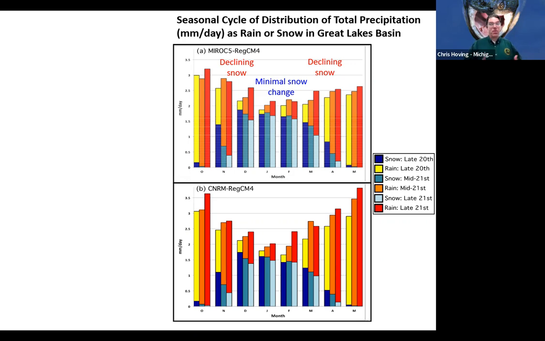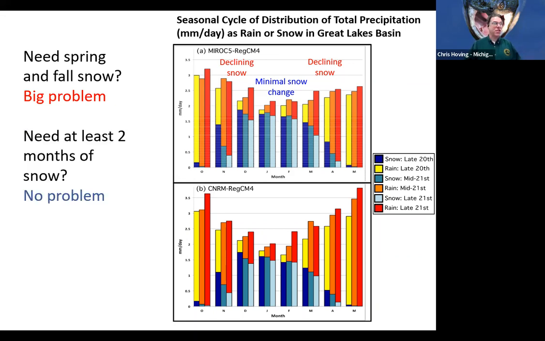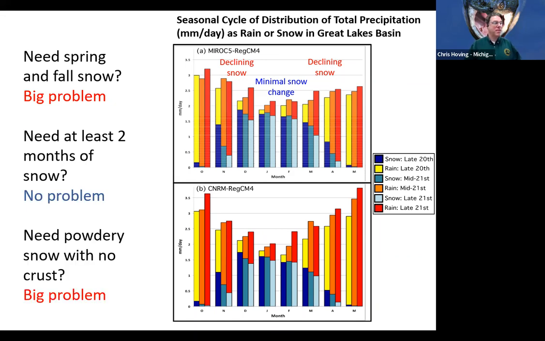So for something like a sugar maple, this is probably not that big a deal. There's still going to be a lot of snow during the coldest months, and there's still going to be a flush of snow melt in the spring. If you're looking at something like a ruffed grouse, though, there's a lot of rain that's falling on top of this snow. And so what this graph tells me is there's going to be a lot more crusts. So if you need spring and fall snow, like a snowshoe hare does, this is a big problem. You can get a mismatch going on. You need 2 months of snow, like a sugar maple, this is not a problem. You need powdery snow with no crust, this is a big problem.